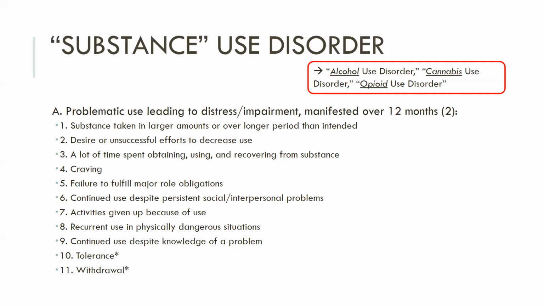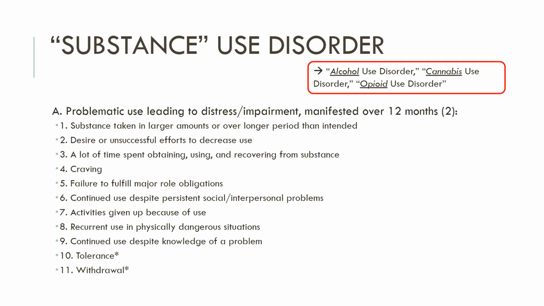So the diagnosis here is relatively simple. We're really just looking at problematic use of a substance leading to distress or impairment, which is manifested over at least 12 months of time and is indicated by 2 or more of the following 11 symptoms. So the substance is either taken in larger amounts or over a longer period of time than intended. The person has tried to cut down, they want to cut down, but they've been unsuccessful in doing so. They spend a lot of time obtaining, using, and recovering from the substance, so it's taking more and more time from their day. They're exhibiting cravings.